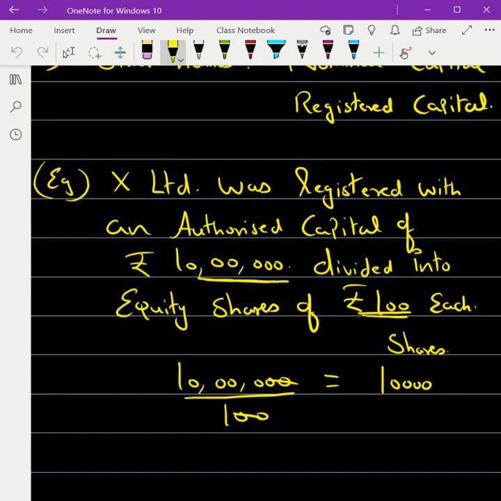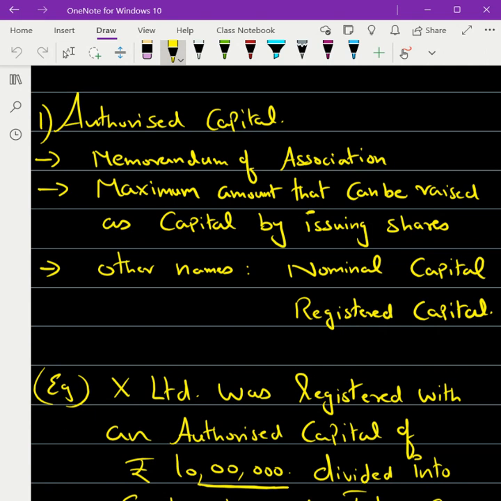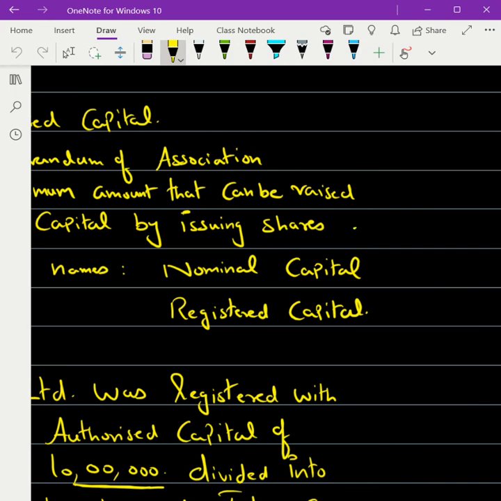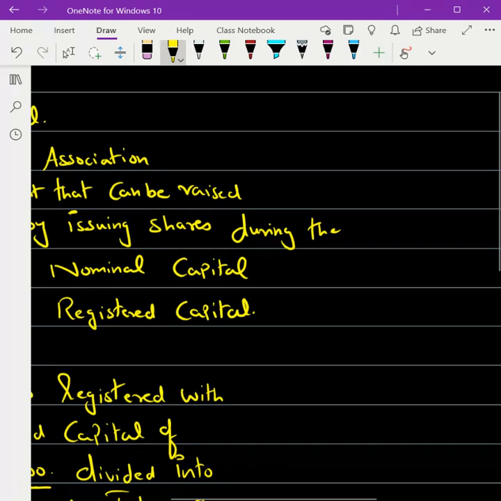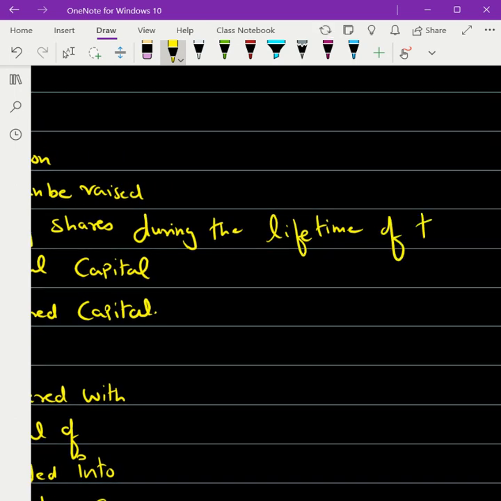Now, here we have finalized that the company has got 10,000 shares on the whole. If they issue these 10,000 shares, they will get the amount of 10 lakhs. But one thing you have to understand is that authorized capital is the maximum amount that can be raised as capital by issuing shares during the lifetime of the business. Okay, during the lifetime of the company or the business, as you can say.